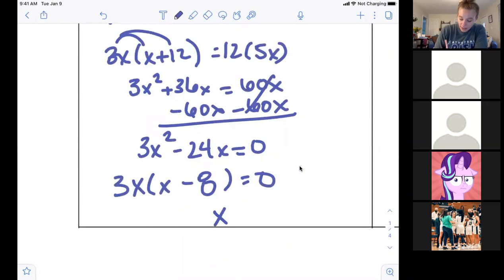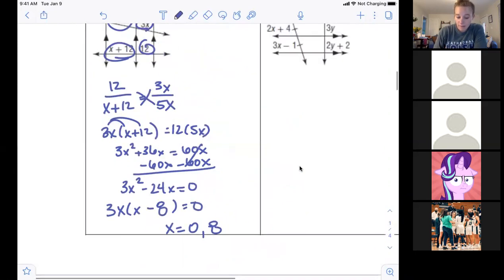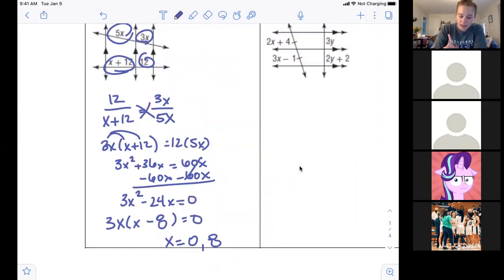From here, I would say, okay, x equals 0 and x equals 8. However, I'm not going to use 0. If I plugged 0 in for 3x, that's 0. There's no segment length there. I'm going to cross that one out, and I'm just going to say my answer is x equals 8.